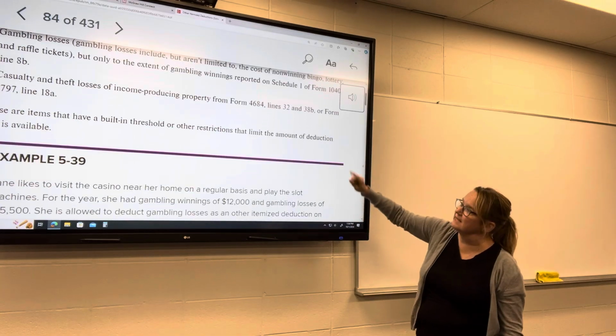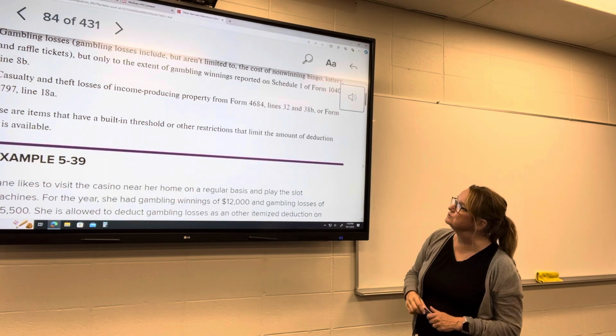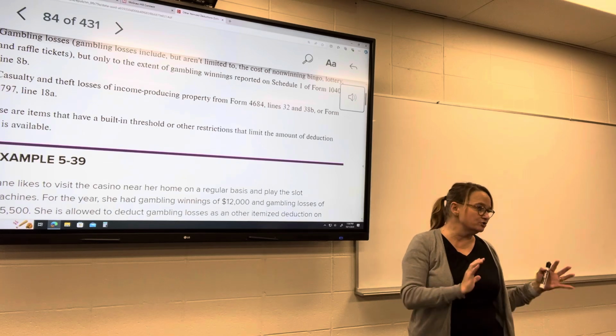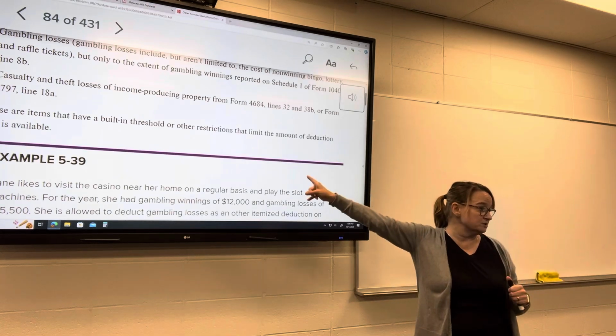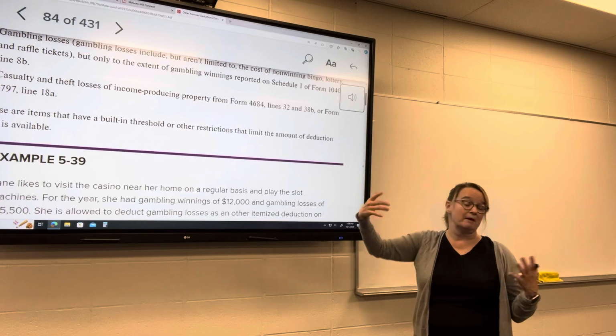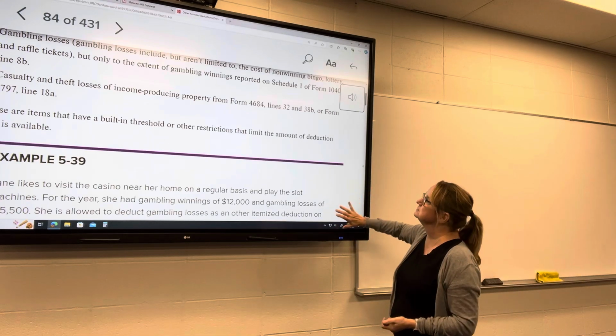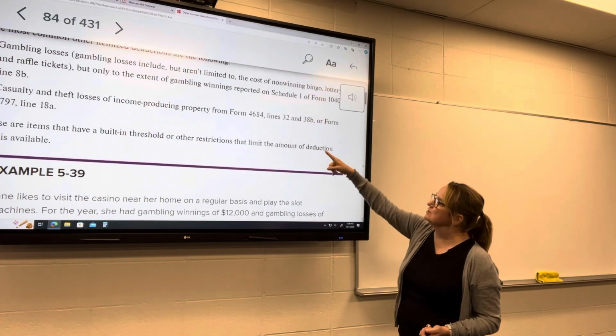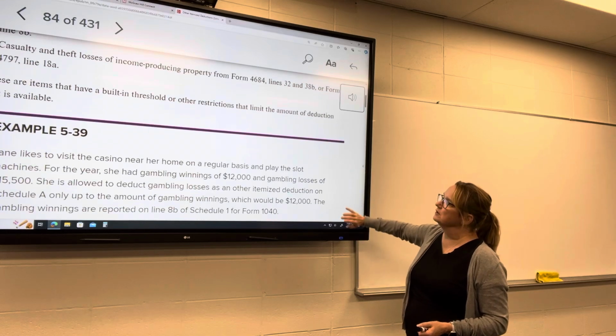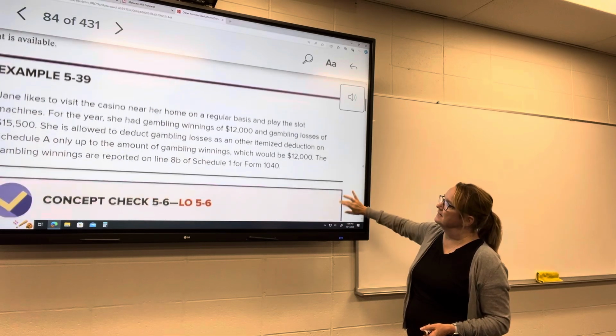In addition, casualty and theft losses of income-producing property are treated separately from what we just talked about. And we're talking about business casualty losses. So that's on Form 4684, and that has a separate one.